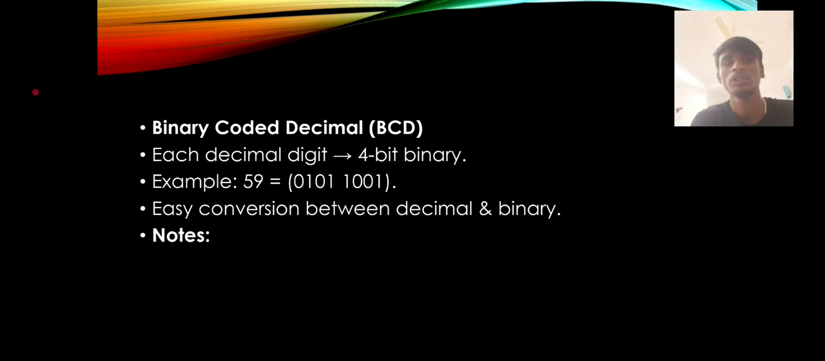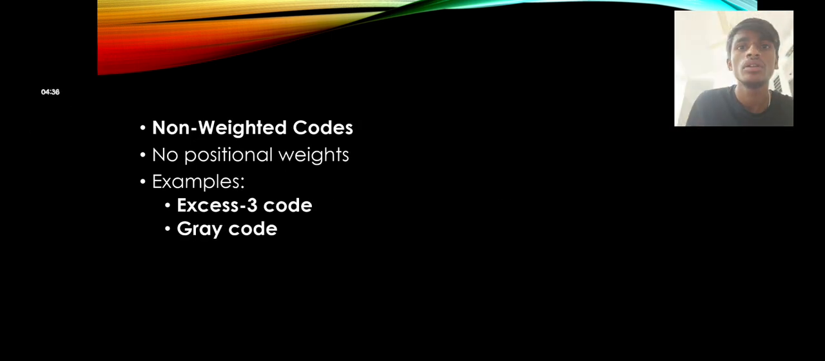Now I will tell about the non-weighted codes. They have non-positional weight. These codes do not assign positional significance to bits. The values are defined differently. The examples of non-weighted codes are the XS3 code and the Gray code.